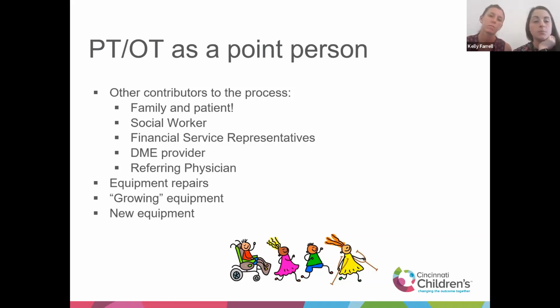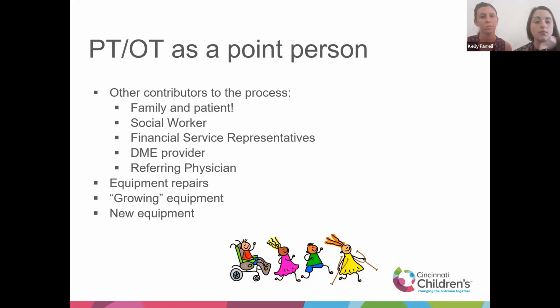And we also have the DME provider. That is a person who often delivers and provides the equipment itself. Often we will work with the PT in assessing if the device fits and if the device actually meets their child's needs. We can have these DME providers bring the equipment to our appointments at OTPT, or the child can go to the office themselves.